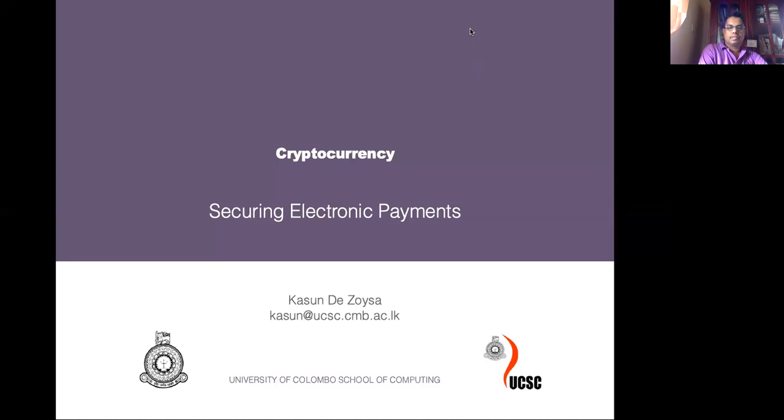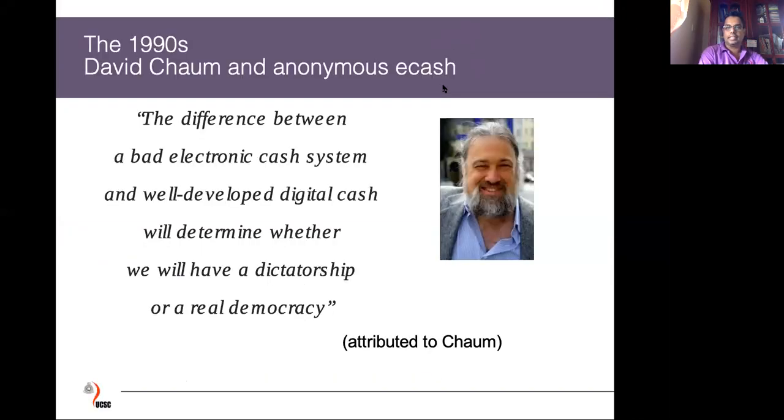Cryptocurrency. Cryptocurrencies are very popular these days. As you may have heard, Bitcoin is the most expensive currency in the world. In order to understand how cryptocurrency works, first, let's discuss how digital cash works.